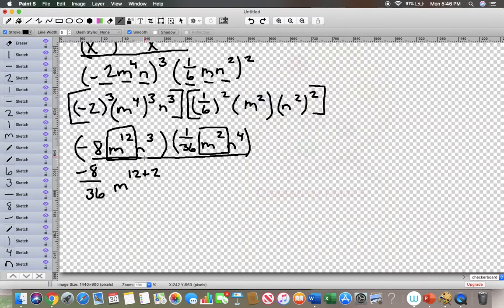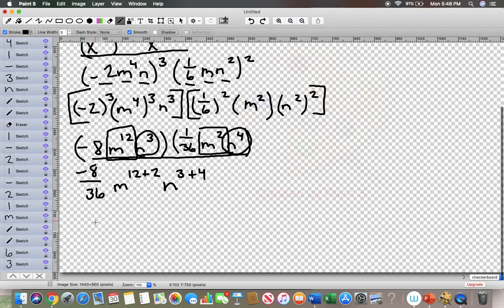n cubed, and into the fourth. I'm multiplying the same base there, so I can add the exponents as well. Let's simplify. What is negative 8 over 36 simplified to?